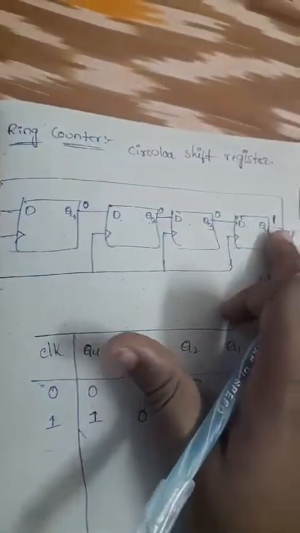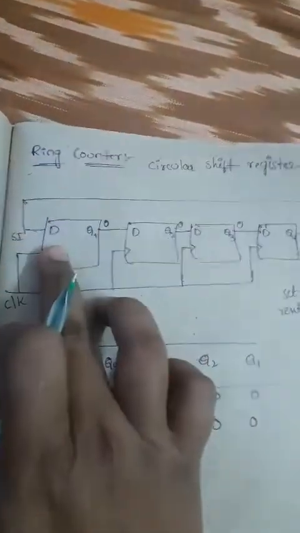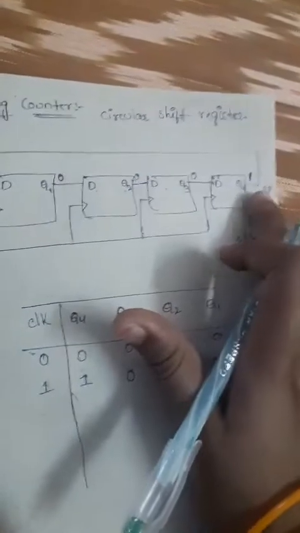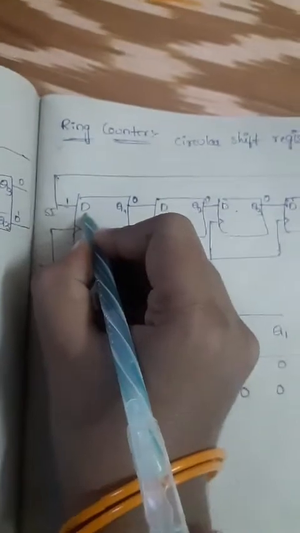Why am I taking only Q4 set here? For the first flip-flop, the Q4 output is connected to the input of the D flip-flop. That's why only this output we are choosing as 1, and the remaining flip-flop outputs will be zeros. So now what happened? This output will be given as the input to the first one, so this 1 will be presented to the D flip-flop.